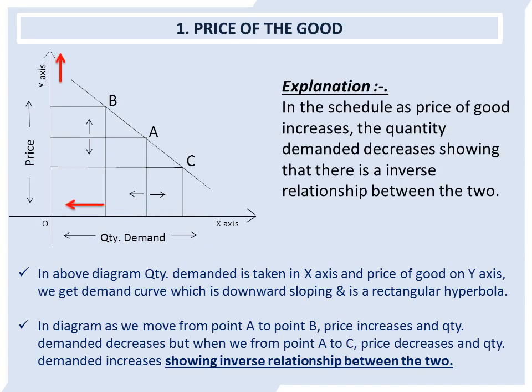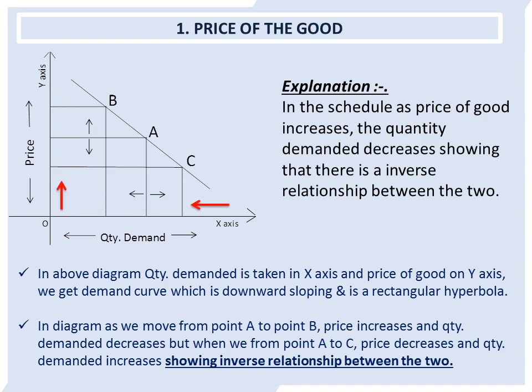Now the same thing has to be shown on the diagram, as you can see on the diagram, but how are you going to explain the whole part? So the explanation comes in the following way. In the schedule, as price of good increases, the quantity demanded decreases, showing that there is an inverse relationship between the two. This is the first thing you have to explain about the schedule.